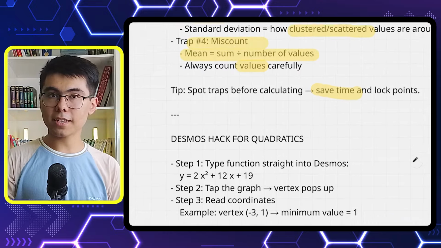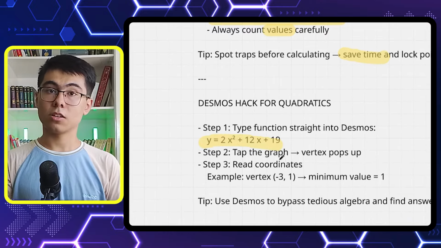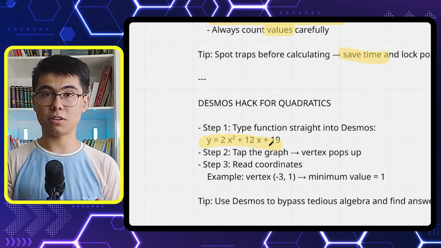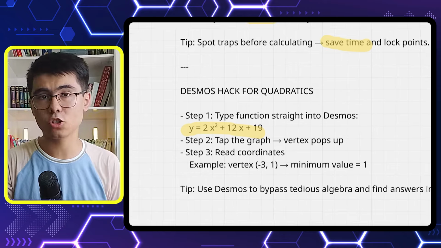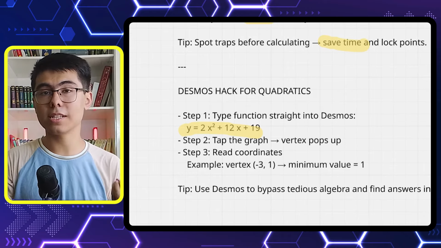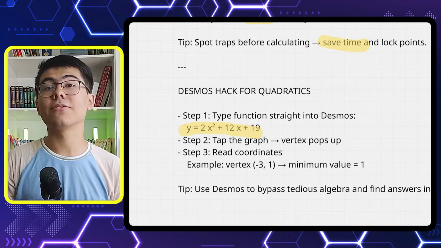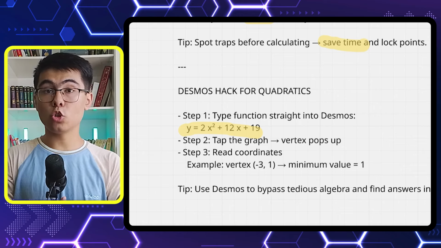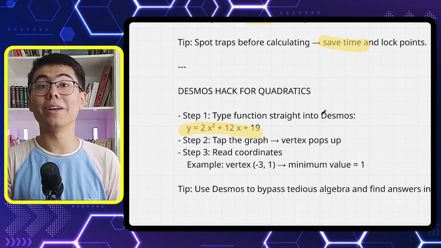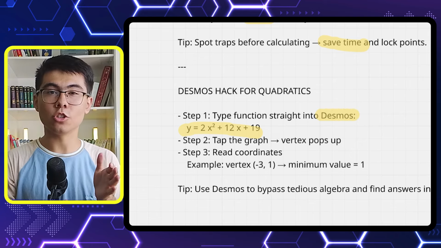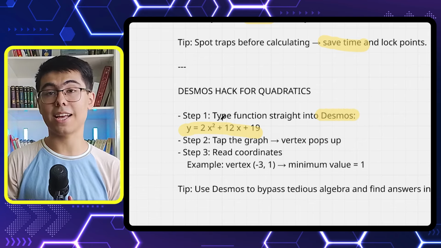They see f(x) equals 2x^2 plus 12x plus 19, and they start sweating, scribbling algebra, praying their vertex formula memory doesn't fail them. Meanwhile, you pull out Desmos, the College Board's own built-in calculator, and nuke the question in 10 seconds flat.